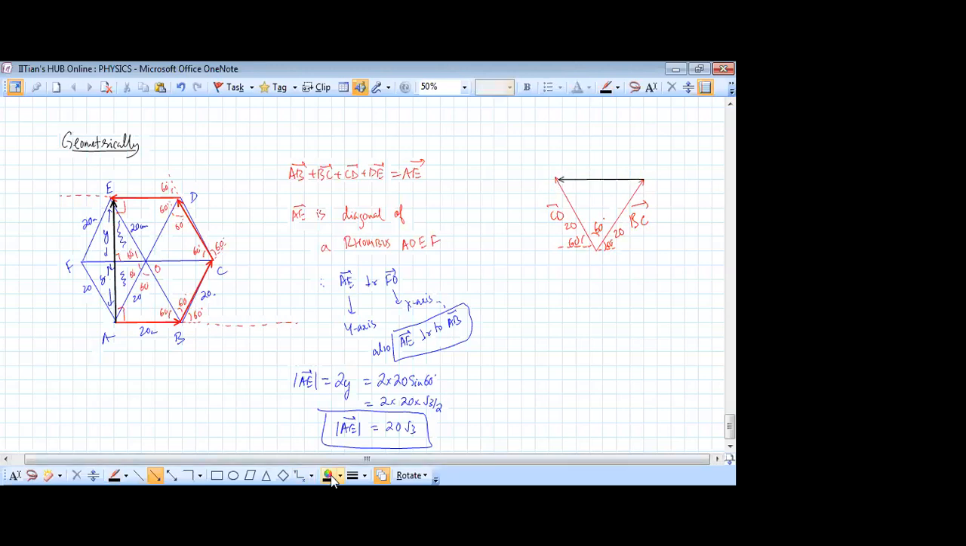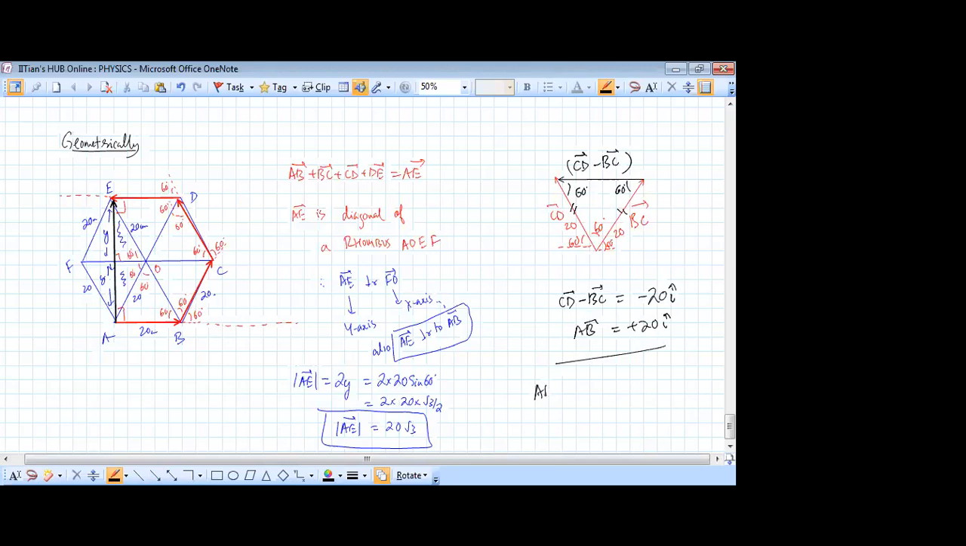So this vector is CD minus BC. And because these two sides are equal, these two angles are equal. And because this one is 60, it's an equilateral triangle. So you can see your CD minus BC is minus 20 i. And already you could see that your AB was plus 20 i.